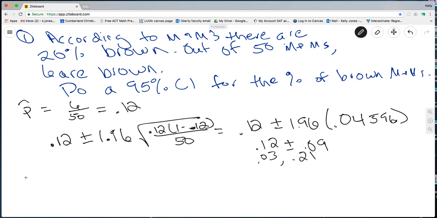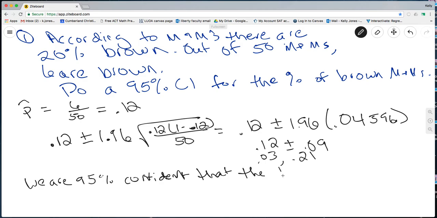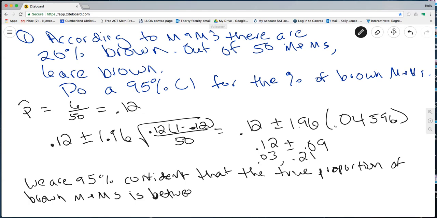Now we need to write the statement. We are 95% confident that the true proportion of brown M&Ms is between, change it to a percent, 3%, and change to percent, 21%.